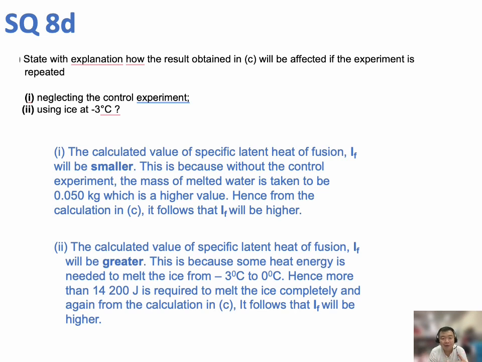So the bigger value of energy reported from the joule meter will then make your calculated value of latent heat and specific latent heat much higher, which is an overestimate of the true value.